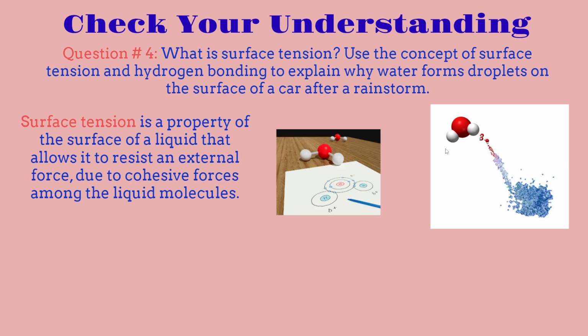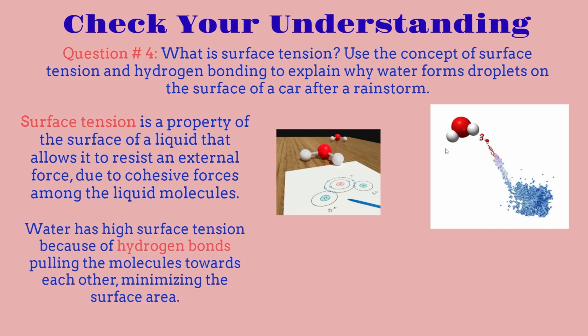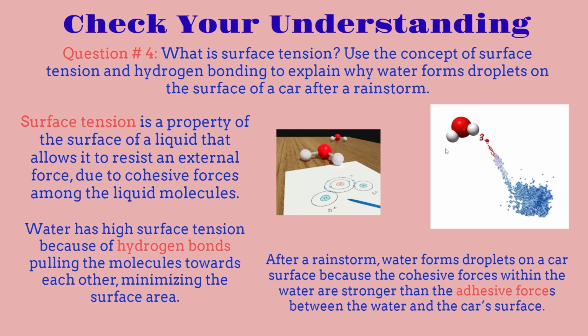So surface tension is a property of the surface of a liquid that allows it to resist an external force due to the cohesive forces among the liquid's molecules. So water has a high surface tension because the hydrogen bonds pull the molecules towards each other, which minimizes the surface area.